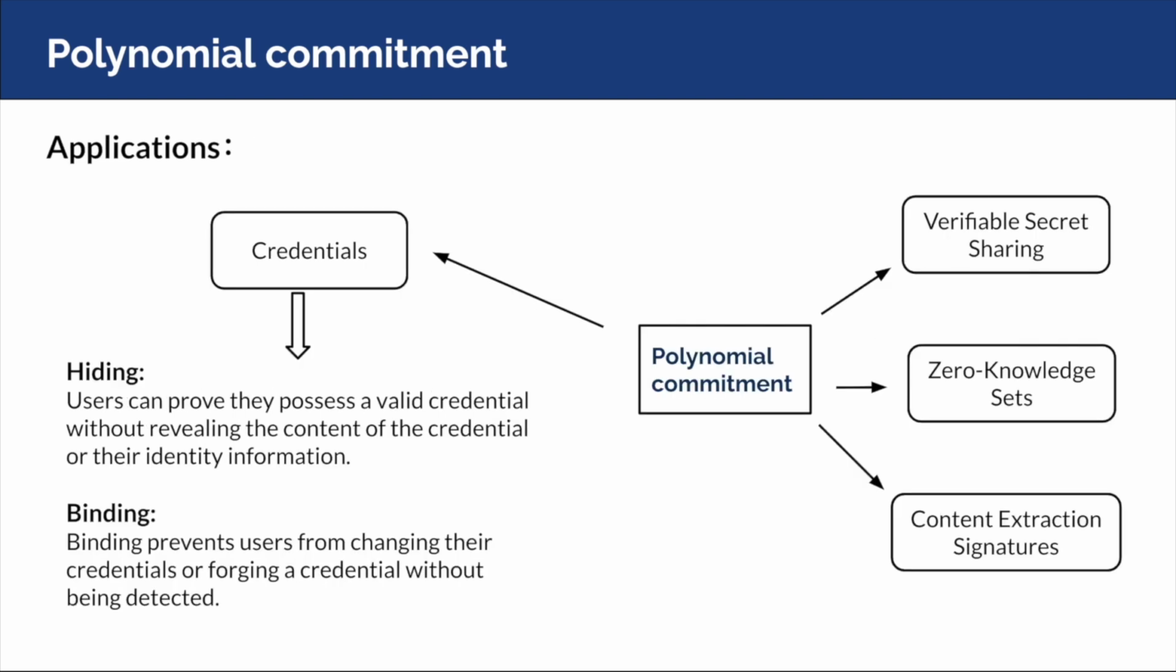The applications of polynomial commitment schemes include verifiable secret sharing, zero-knowledge sets, content extraction signatures, and credentials. In the application of credentials, users can prove that they have a valid credential without revealing its content. Binding prevents the user from changing their credential without being detected.